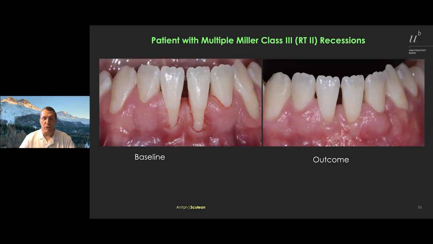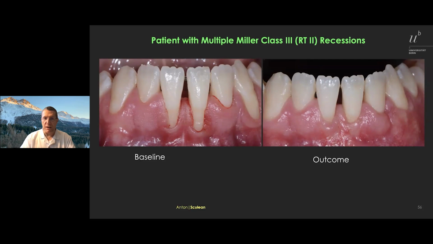The outcome indicates in this Miller class 3, almost 4 recessions, roughly 85% coverage, and the complete coverage at the canine. So this is for me a very good indication to combine in different, difficult situations the collagen matrix with the autogenous tissue, and to take the advantage of both materials. That means the biological potential of the autogenous tissue with the mechanical and biological potential of the collagen matrix.